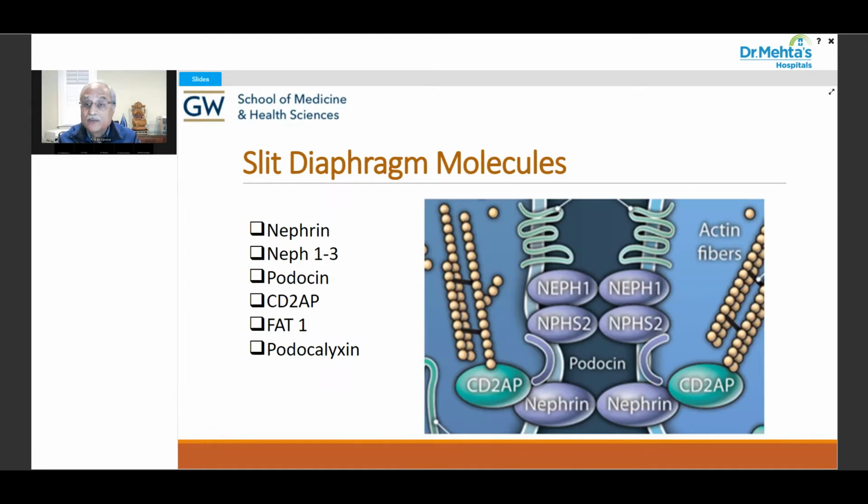This is again a version of the slit diaphragm proteins, nephrin of one podocyte in line with nephrin of another podocyte. This is the intracellular actin molecules with alpha-actinin-4 and the other two, Neph1 and Neph2 molecules, that form the podocyte slit diaphragm.